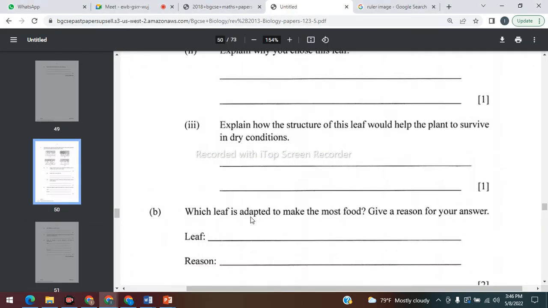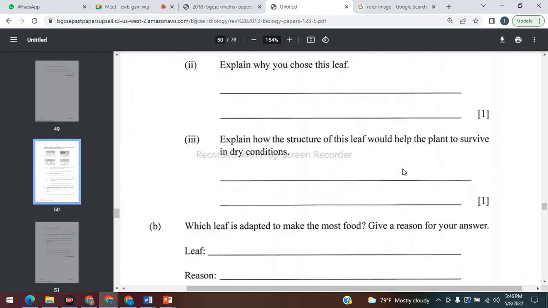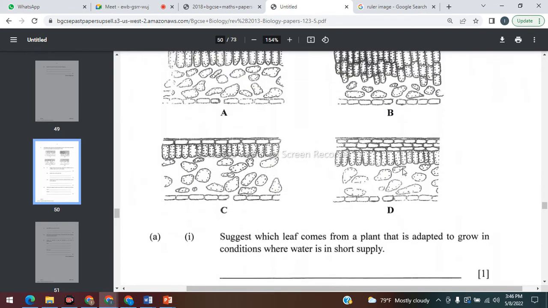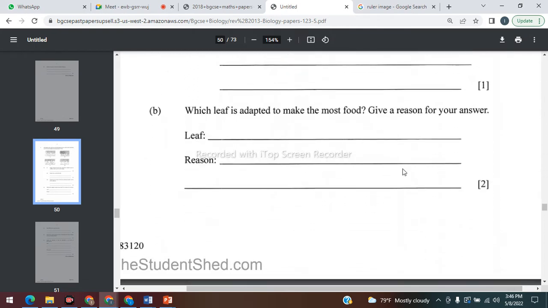Mhm. Okay. Which leaf is adapted to take the most food? Give a reason for your answer. That one with the overflow with the palisade cells, right? Yes. It says to take though. It says to make. Oh, I said make. Yeah, yeah. Sorry, sorry. Which leaf is adapted to make the most food?